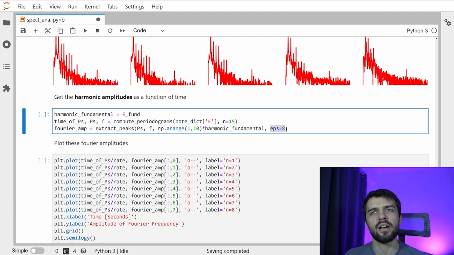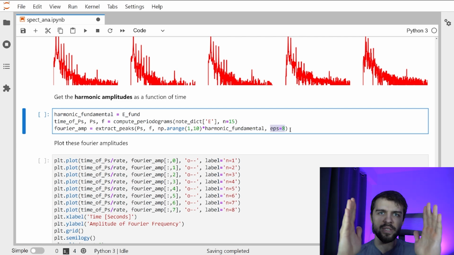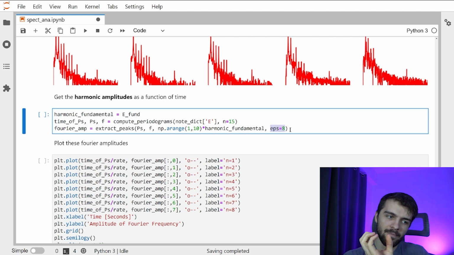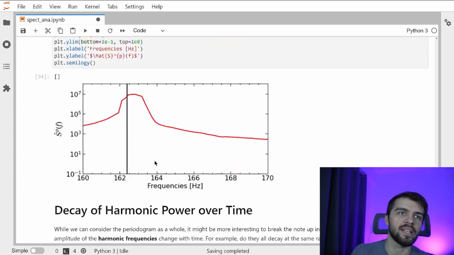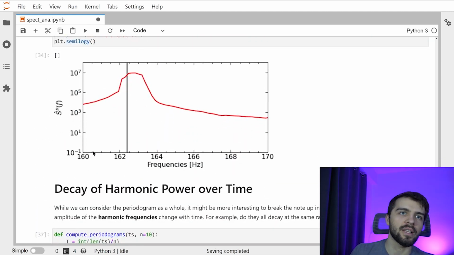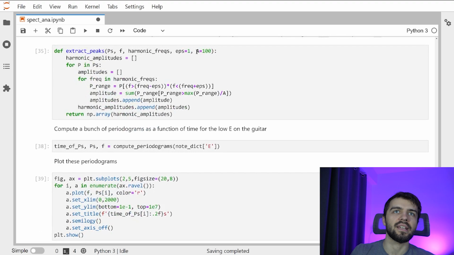And I'm going to consider an epsilon range. That's the range of frequencies I consider around my harmonics, which is going to be equal to 8. Just as a review, I pick my harmonic and then I go plus or minus 8. I look for the max value and I take the values that are specified by A here.